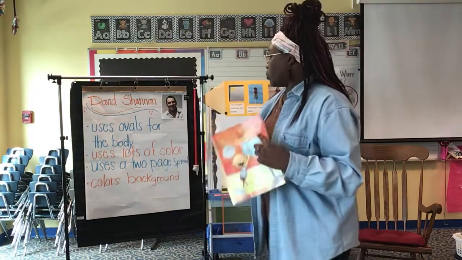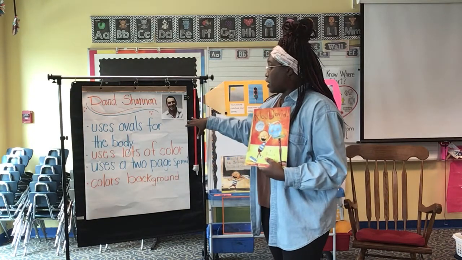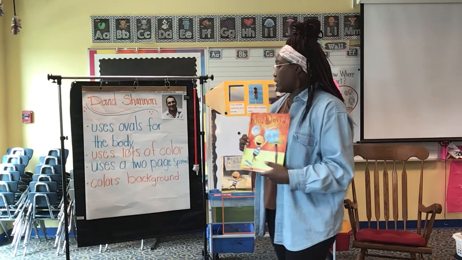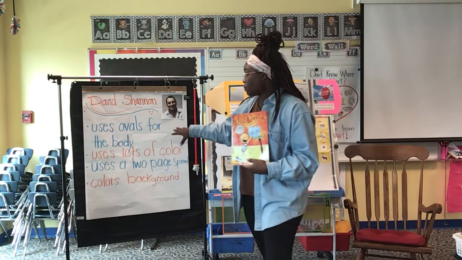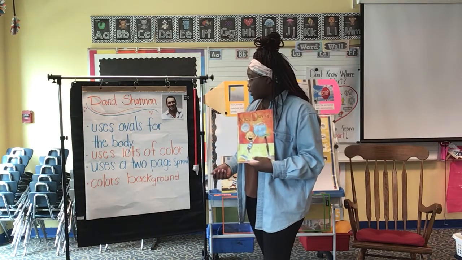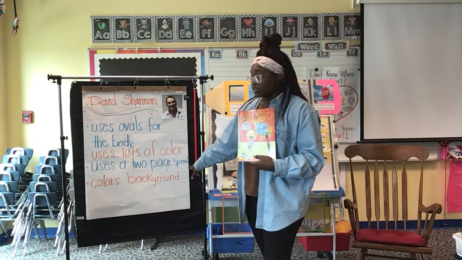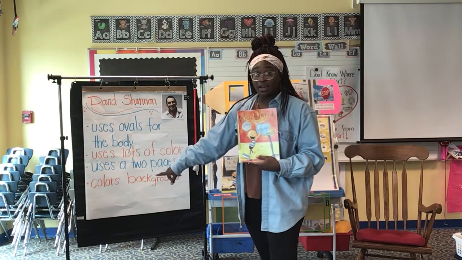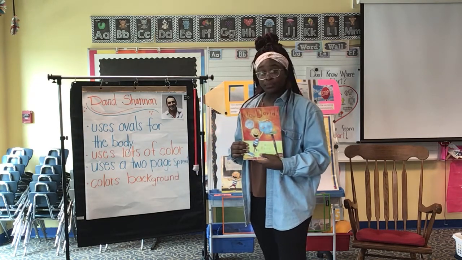And I hope that you were able to see lots of the details that we know about David Shannon in his books. We saw the ovals for the body. He used lots of color. We saw the two-page spread. And did you notice that he colored in the backgrounds?